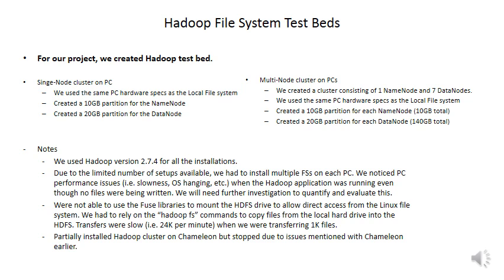For our Hadoop file system testbed, we created a single node cluster on a PC using the same hardware as the local file system PC. We created a 10 gigabyte name node partition and a 20 gigabyte data node partition. For the multi-node cluster, we created one name node and 7 data nodes. Partition sizes were the same as the single node cluster, with a total data node size of 140 gigabytes. We used Hadoop version 2.7.4 for all the installations. One limitation we had was the number of physical PCs that were available.